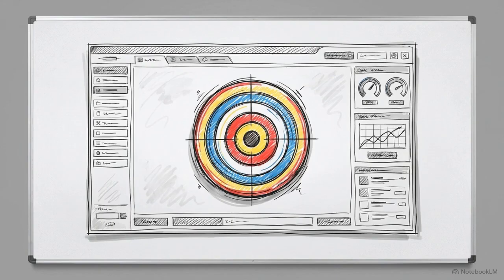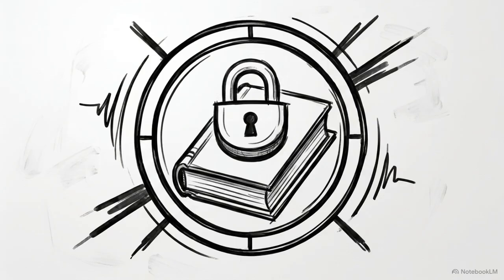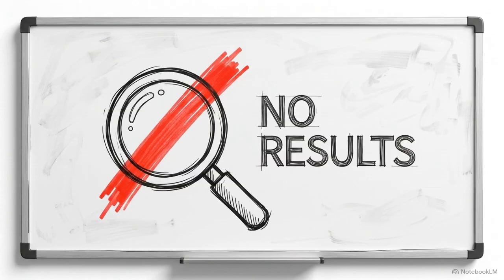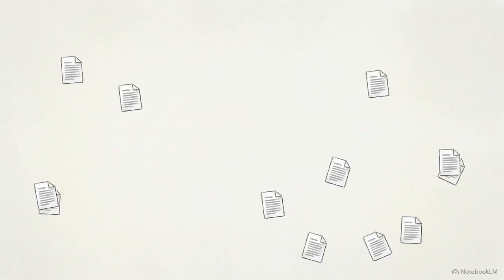Step 1 is understanding the end goal. Soon, you will have a notebook that locks in specific terminology, provides exact page citations, and admits when it lacks answers. Reliability starts with how you organize your raw data.